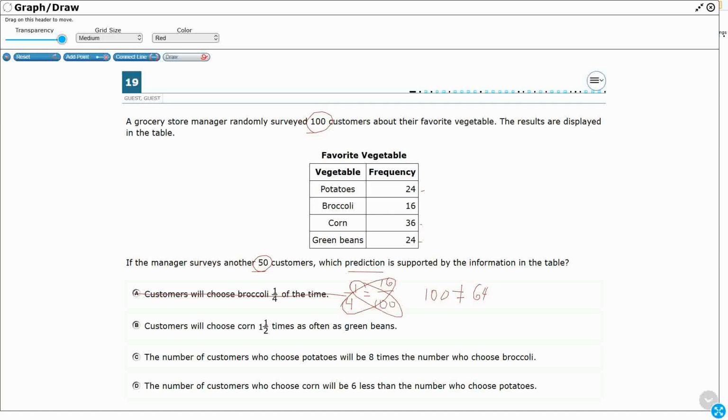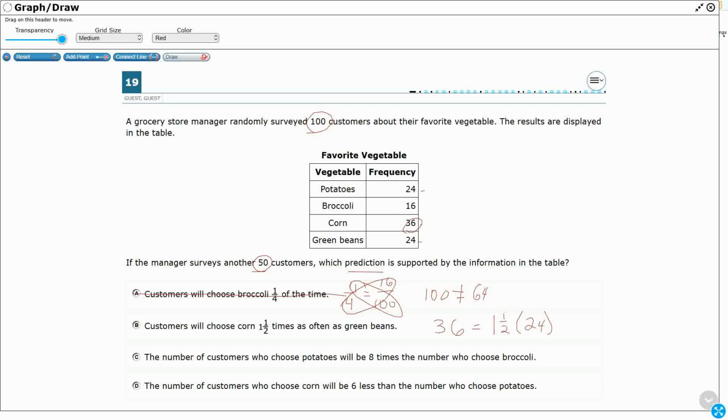So customers will choose corn 1.5 times as often as green beans. Okay. Let's see, what is corn? Corn is 36. And if they're going to choose corn 1.5 times, that tells us we're going to do 1.5 times as often as green beans. Green beans is 24. All right, so that's going to be a little bit tricky.